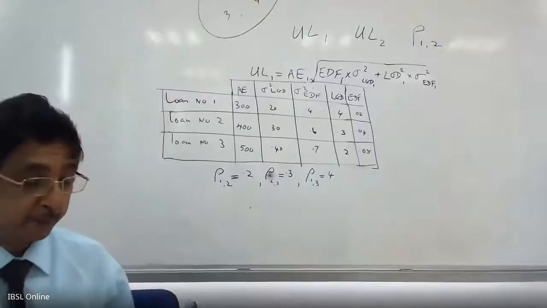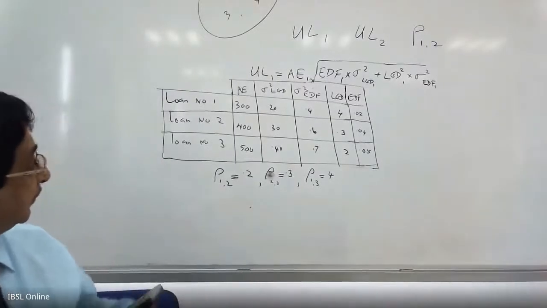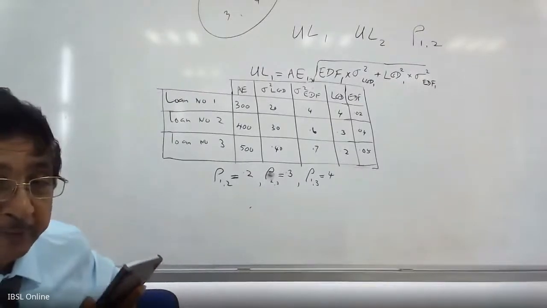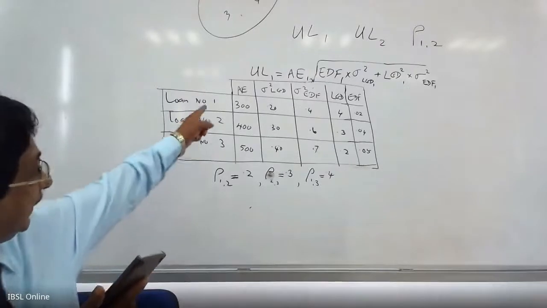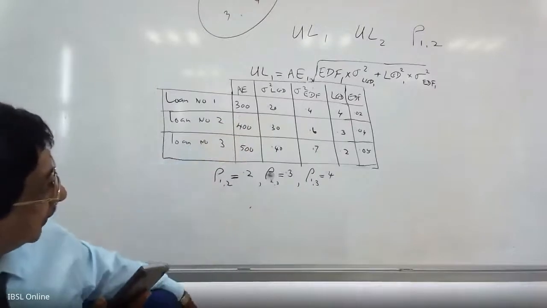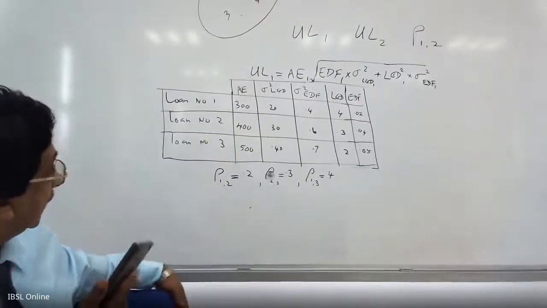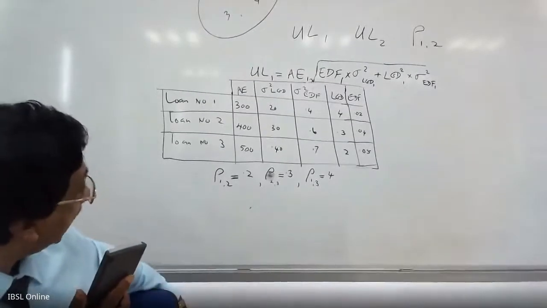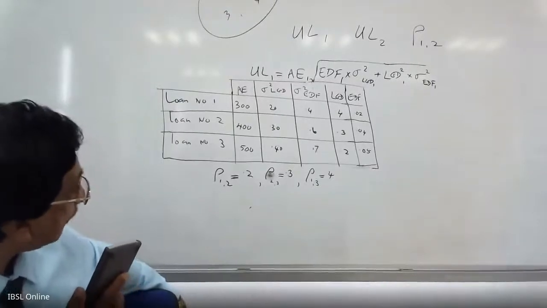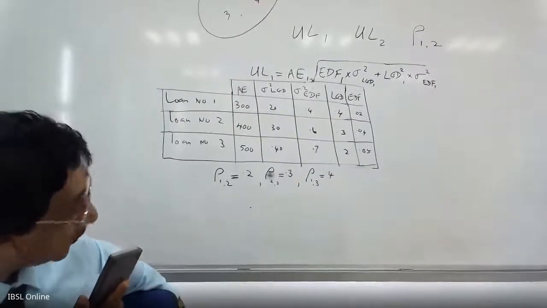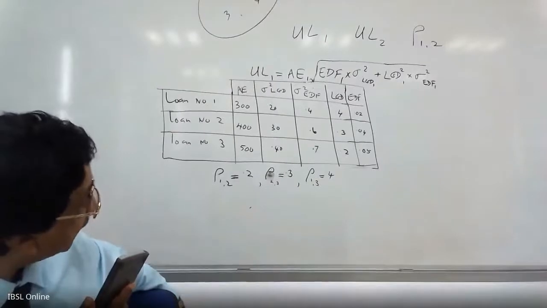The numbers are not visible in the table. Can you repeat the numbers again, please? Right. Okay, I will read it. Now, in the rows, you have loan number 1, loan number 2, loan number 3. On the other side, you get AE, sigma squared LGD, sigma squared EDF, then LGD and EDF. So, loan number 1, AE is 300, sigma squared LGD is 0.20, sigma squared EDF is 0.4, LGD is 0.4, EDF is 0.02.